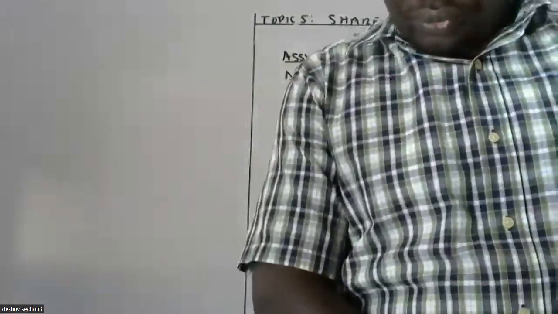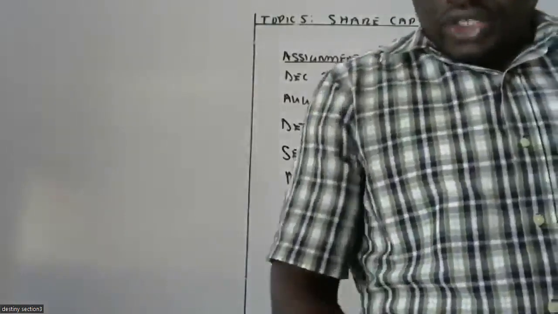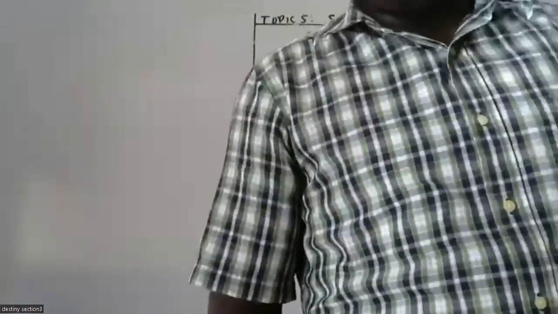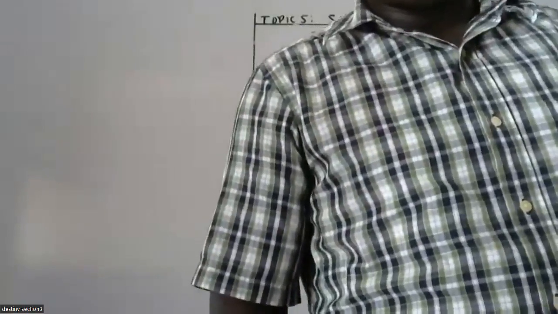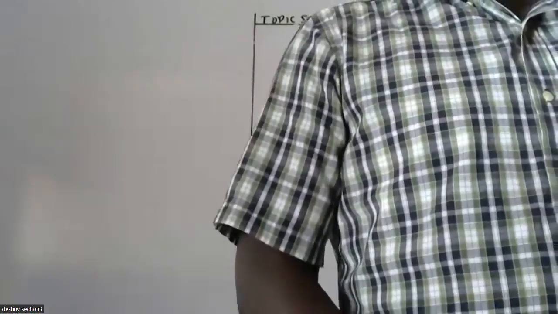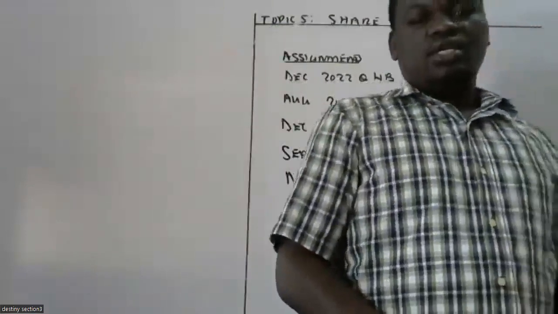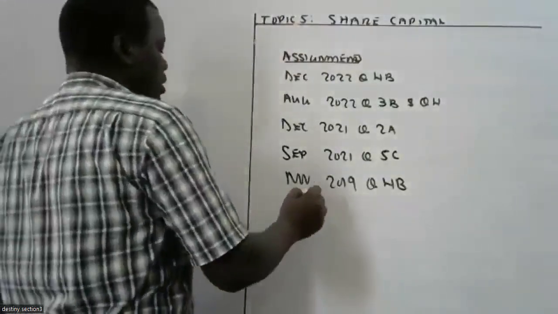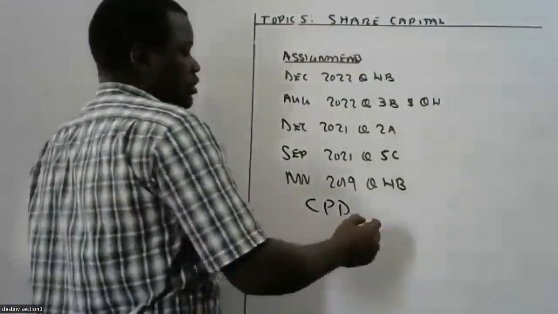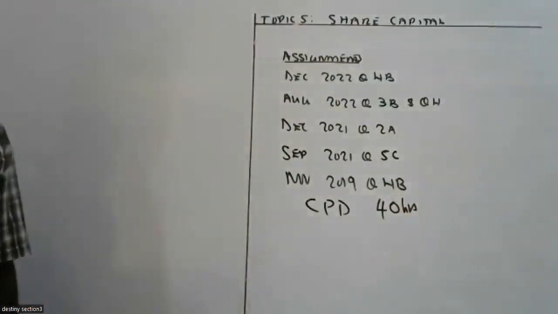Okay, number 2, continuing professional development requirements. These are called the CPD. You must attend the CPD hours annually, a cumulative 40 hours of continuous learning.